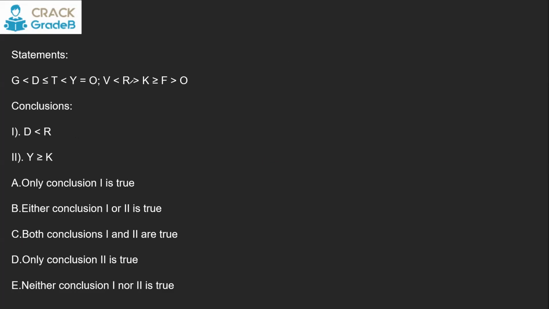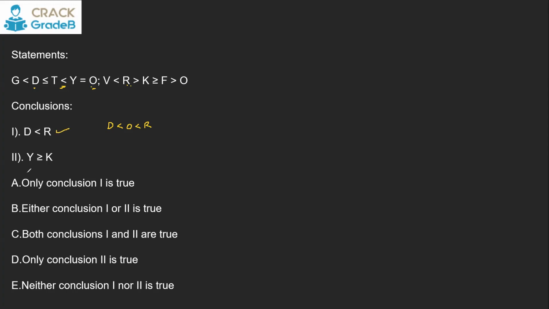Here, we have to compare D and R. So there are two different chains. We have to see the common factor between these two, that is O. Between D and O, we know D will be less than O, as there is this sign between D and O. And R will be greater than O. So R will definitely be greater than D.